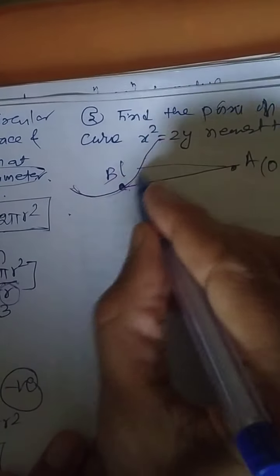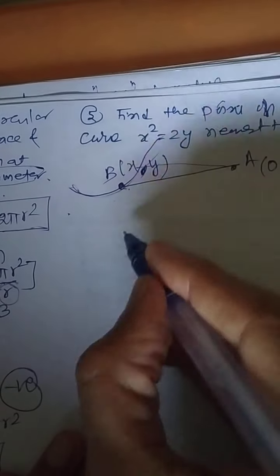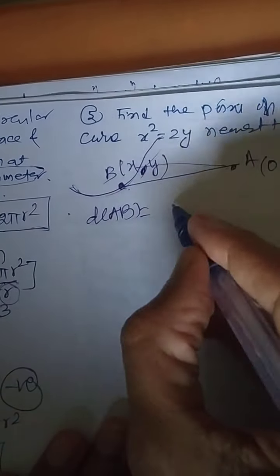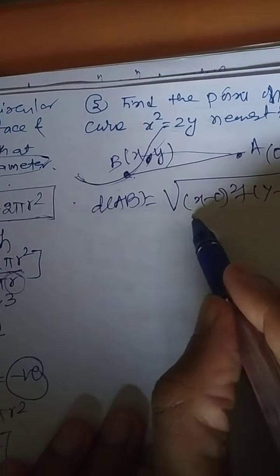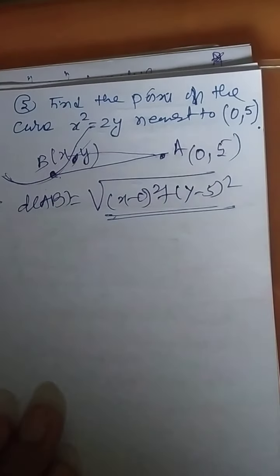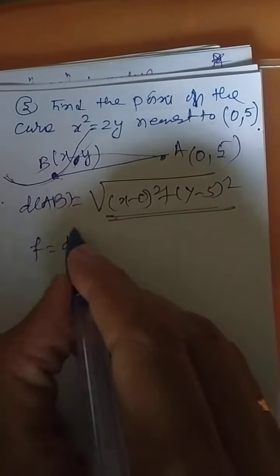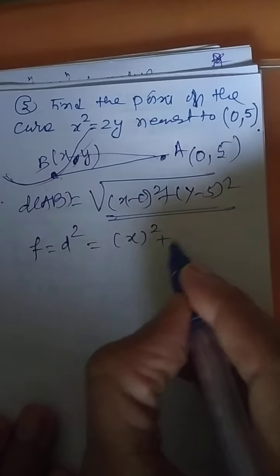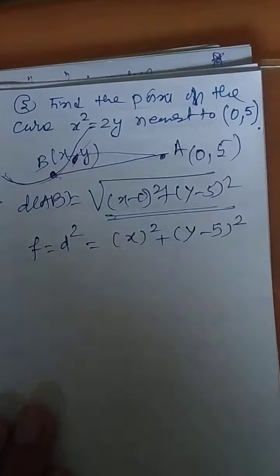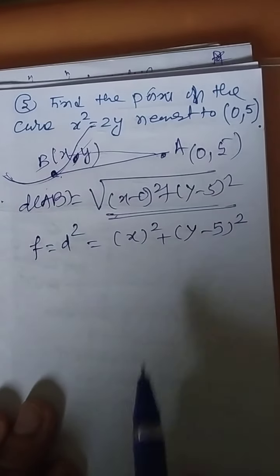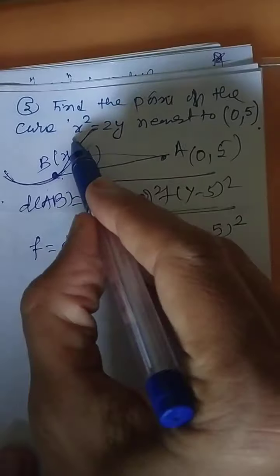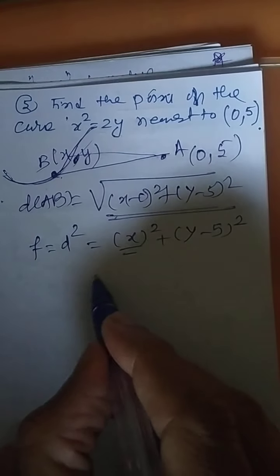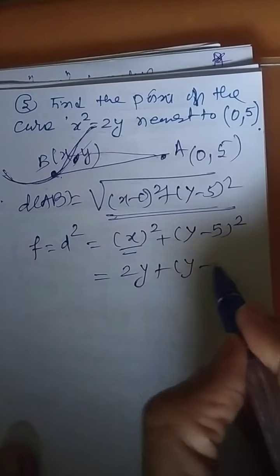So it is a variable point, so I can consider B is equal to (x, y). So what is the distance AB? It will be root under (x minus 0) the whole square plus (y minus 5) the whole square. But as you know, distance is always a positive quantity, so I should consider a function equal to distance square. So I am getting x square plus (y minus 5) the whole square. But the same issue is there: now this function is in two variables. It can be converted into one variable with the given condition. Every point on this curve satisfies x square equal to 2y. So this x square I can write as 2y plus (y minus 5) the whole square.